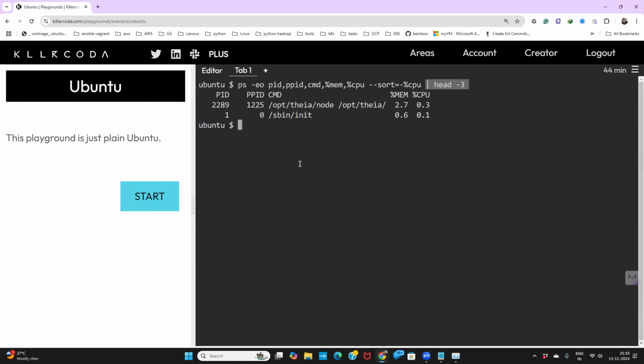Okay, we identified it, fine. So then what do you want to do? You identified it, what do you want to do now? We can see whether it is a genuine process or not. If it is a genuine process, we'll see who initiated that particular process, which user initiated that process.